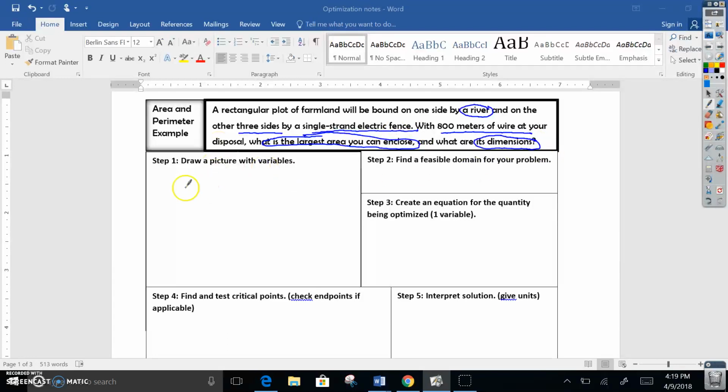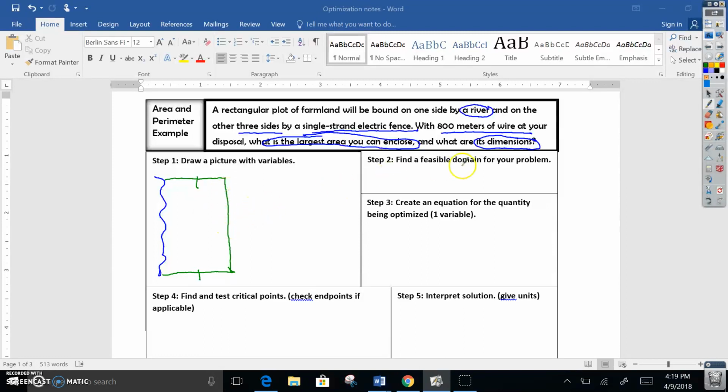So let's draw a picture. So here's my river. And I'm going to change color here, and I'm going to draw my other three sides. It says it's rectangular. So everything in green needs fence, but the blue does not because you can't put electric fence in water. We're going to keep in mind that these two sides are congruent, and of course, the third side isn't necessarily equal to the other two.